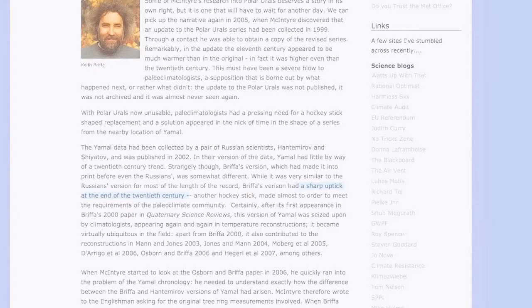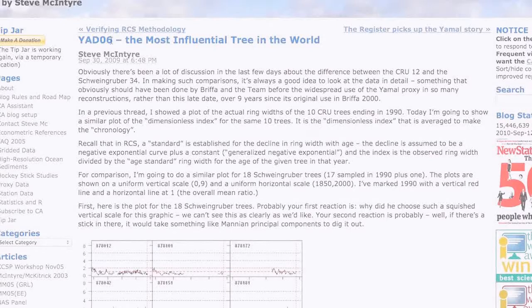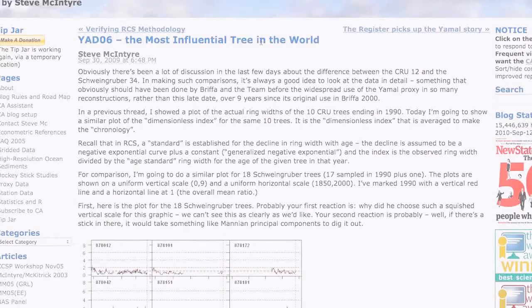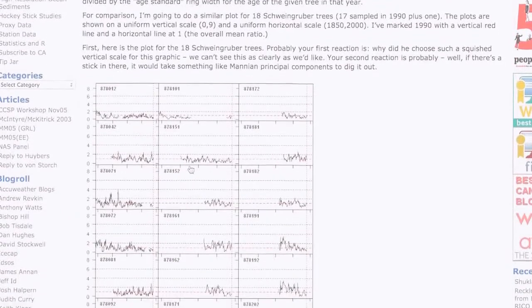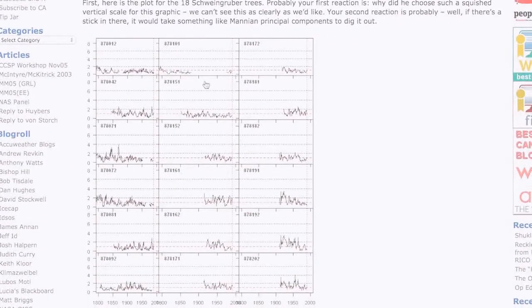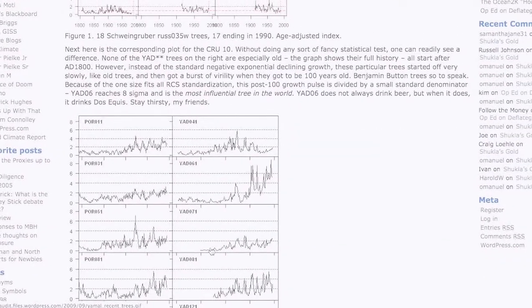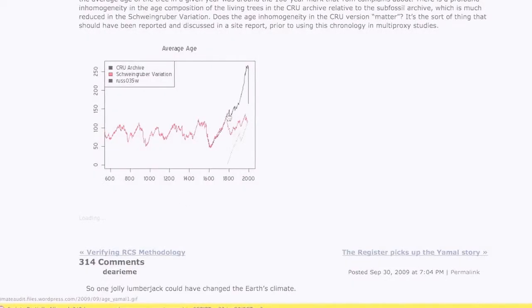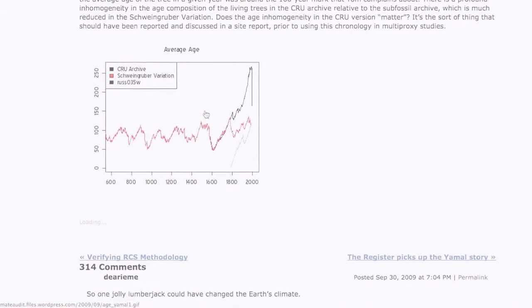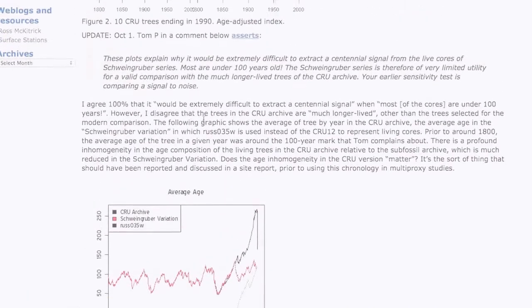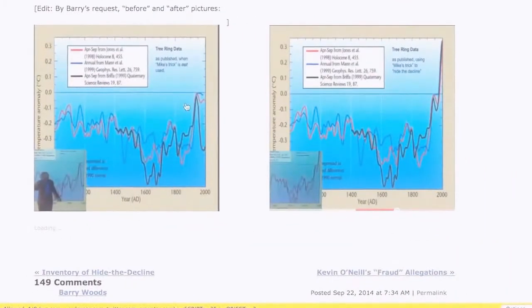And how does that happen? Well, again, it's too much to go into here, but YAD06, the most influential tree in the world, talking about how they cherry-picked the data. This is what the data looks like, no particular upward trend whatsoever, and they find the ones with the upward trends, and then when they publish it, suddenly, yes, the tree ring data shows this sudden huge upswing at the end of the 20th century. So again, the treemometer issue is a giant lie, but here's the point.